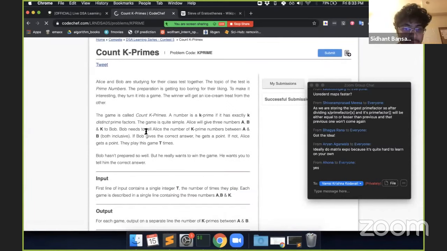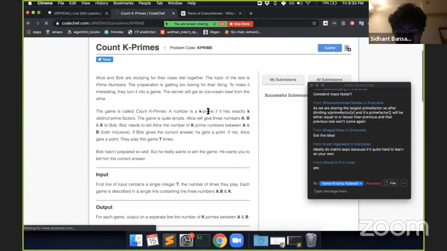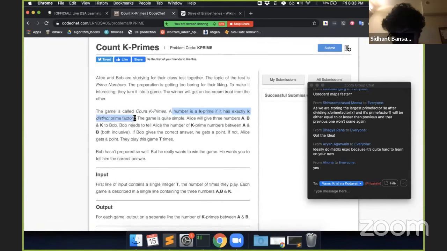Which question is this? Yeah, K-prime. A number is K-prime if it has exactly K distinct prime factors. Distinct prime factors, and exactly K. Although a prime factor can occur multiple times. Like 2 can occur multiple times, like 2 into 2 into 2, but it's still a single prime factor, right?